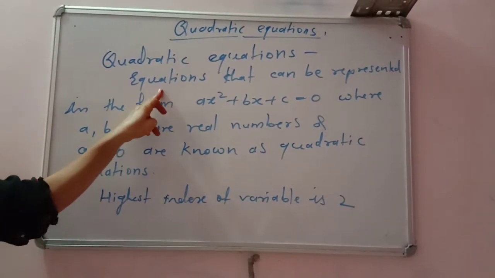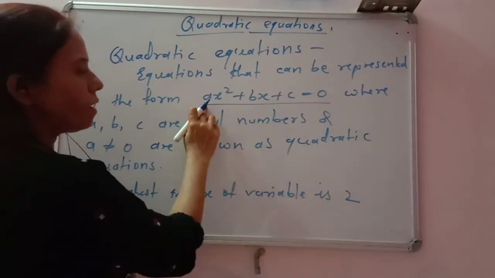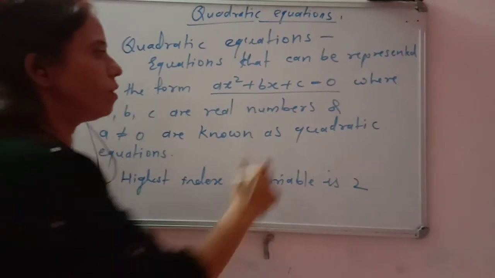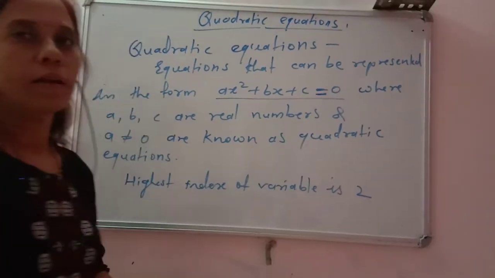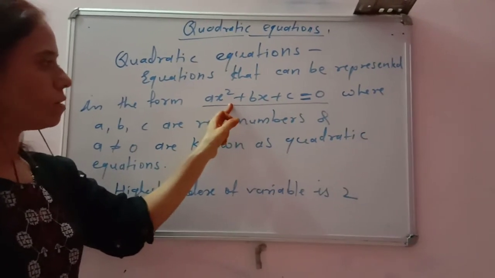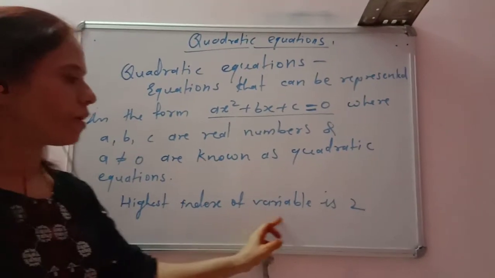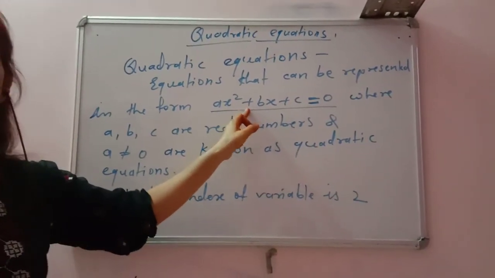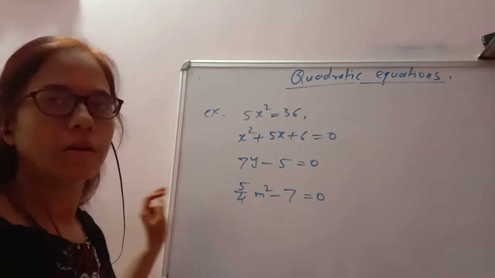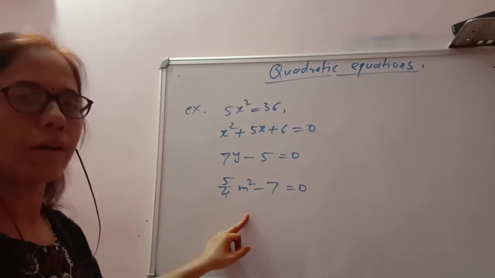Again I am reversing it. Equations that can be represented in this form: ax square plus bx plus c. Last year you studied quadratic polynomials, and these quadratic polynomials we have equated to 0. Then we get quadratic equations. The highest index of the variable is 2 here, and this is the quadratic equation in one variable. The variable here I have taken is x. We will see some examples and check whether they are quadratic equations or not.